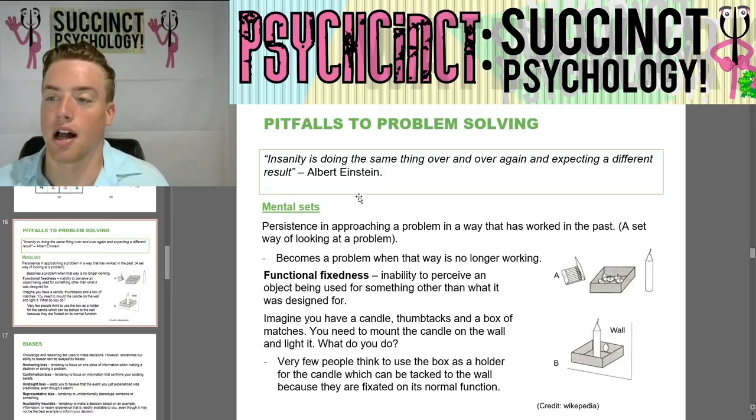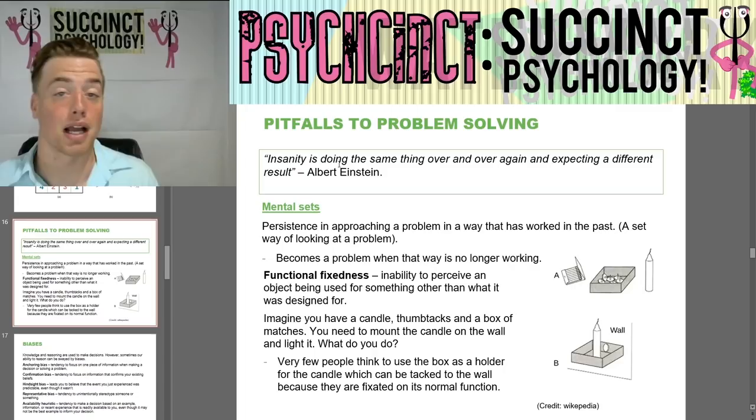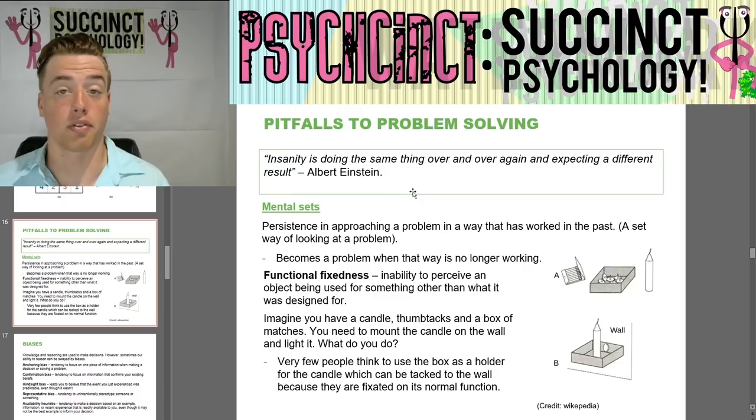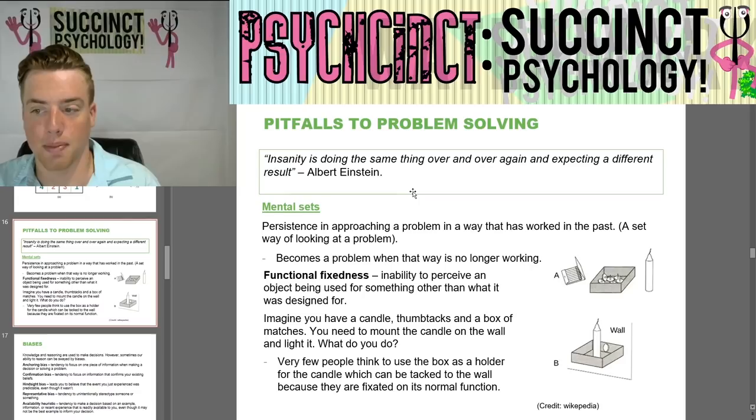We have a quote here from Albert Einstein: insanity is doing the same thing over and over again and expecting a different result. I really like that quote if you've never heard of it. First we have mental sets, which is persistence in approaching a problem in a way that has worked in the past. It's a set way of looking at a problem, and it becomes a problem when that way is no longer working.